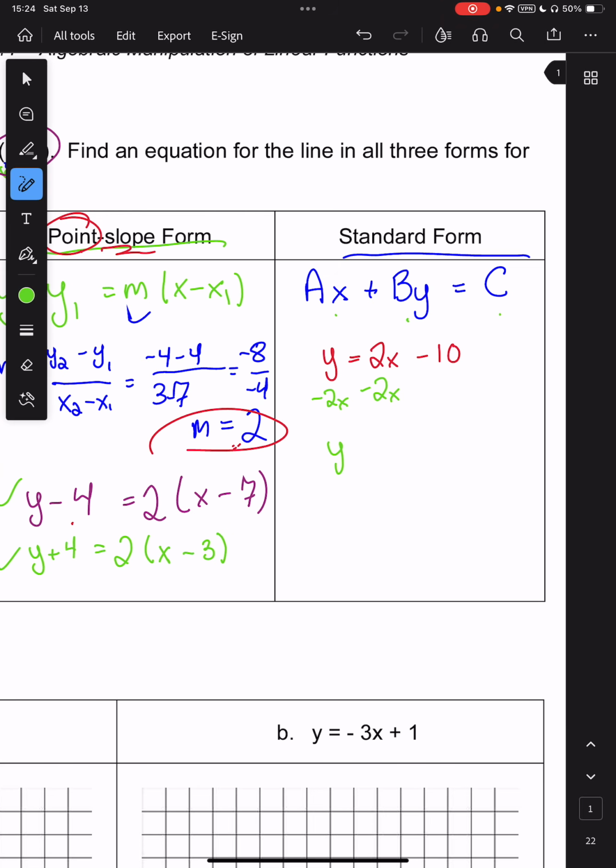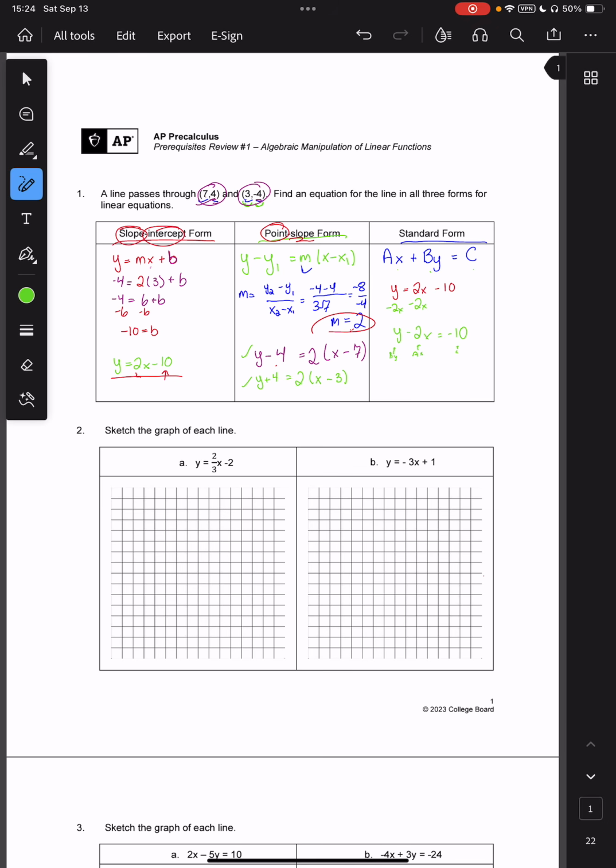So then we're left with, on the left side, y minus 2x is equal to -10. And then we're left with our ax, which is -2x, our by, which is just y, is equal to -10, which is our c. So that's our standard form. So that's what our three forms look like for question number 1.